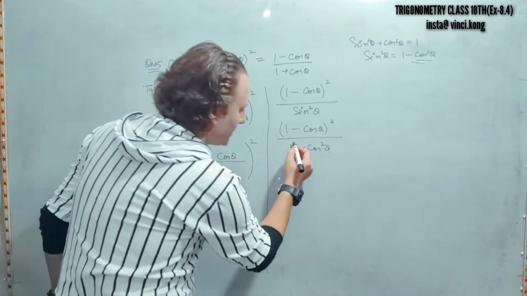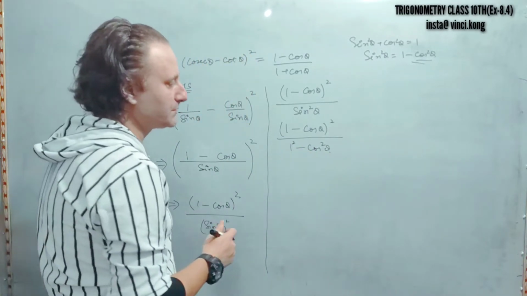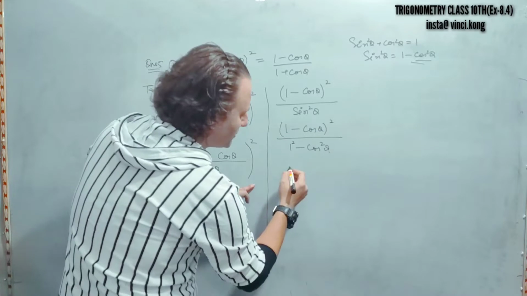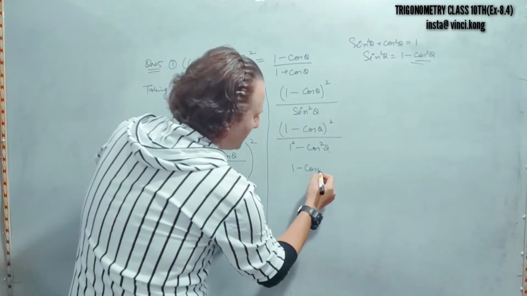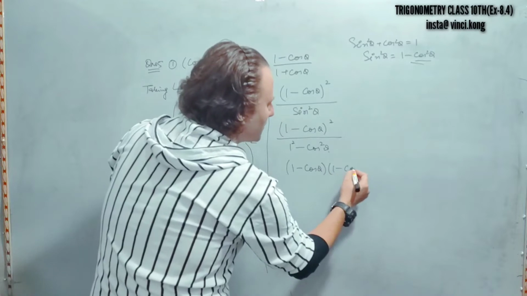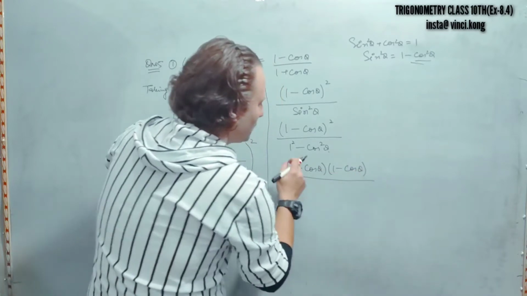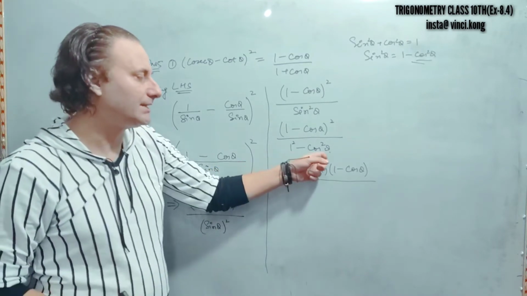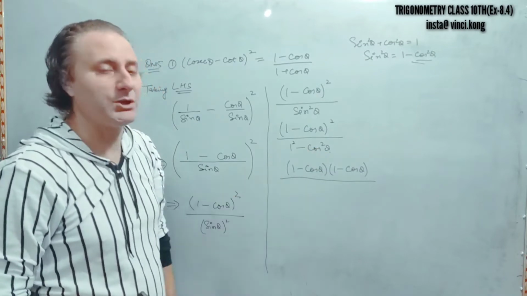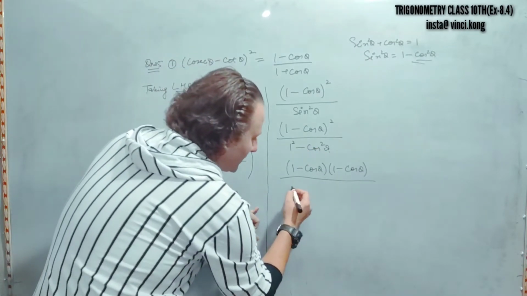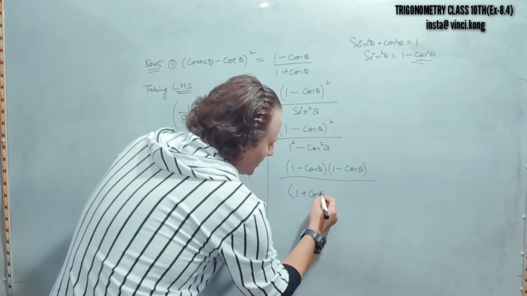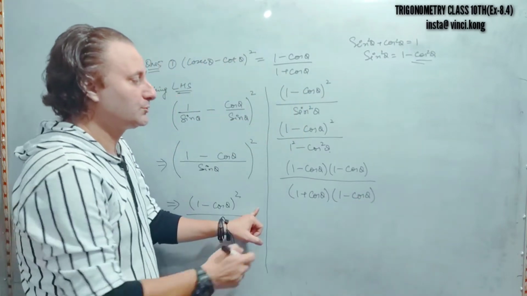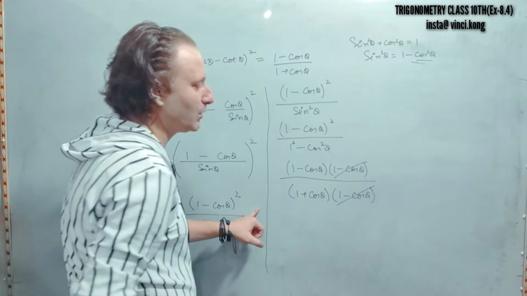If I put a square here also, it will not make much of a difference here, but it will help me a lot in the next step. So here, this is (1 minus cos theta) square. I can write this as (1 minus cos theta) multiplied by (1 minus cos theta). And what do I have in the denominator? It is 1 square minus cos square theta. So if I take this as A and this as B, this is A square minus B square. What does that become? It becomes (A plus B) into (A minus B), that is (1 plus cos theta) and (1 minus cos theta). Right? So here I can cancel 1 minus cos theta with 1 minus cos theta.